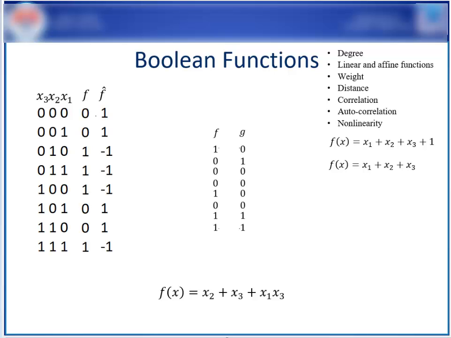For example, suppose that we have two Boolean functions f and g with the given truth tables. So if we look at the bits which do not match, we have these two bits which do not match, these bits, and that's all. So we have 3 bits which are not equal.